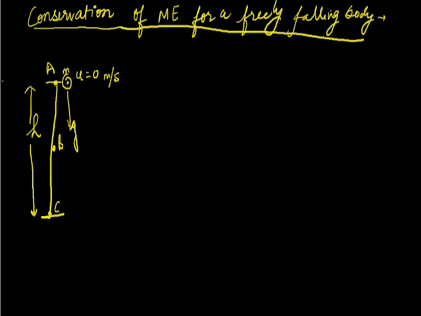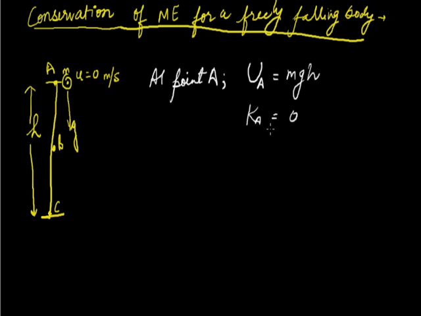For the point A we can get the value of potential energy and kinetic energy. The potential energy U is equal to mgh, and the kinetic energy at point A is equal to 0 because of the initial velocity being 0.